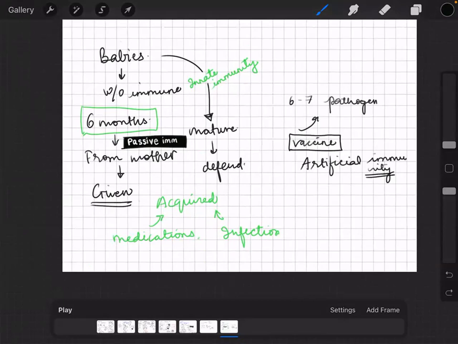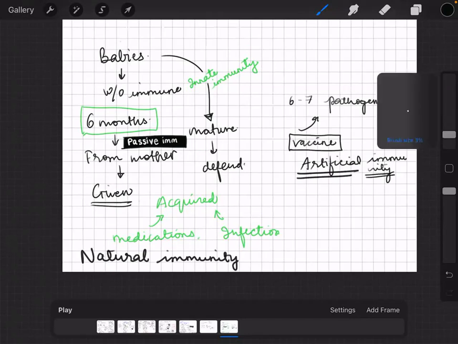So the immunity that you get from your mother, or because you fought that particular infection off, will be called natural immunity. And the one that you get because of medication or because of vaccines will be called artificial immunity. You can also get artificial immunity when you do an organ transplant.